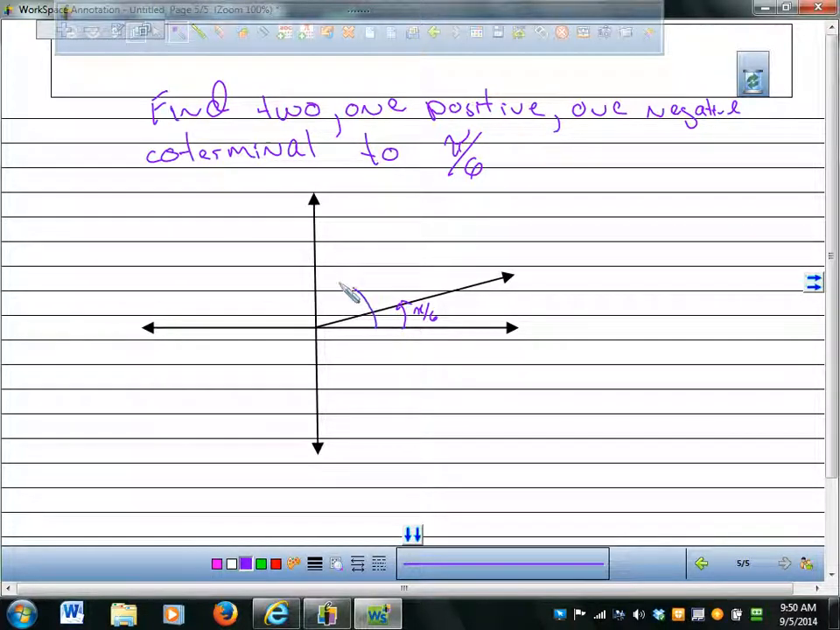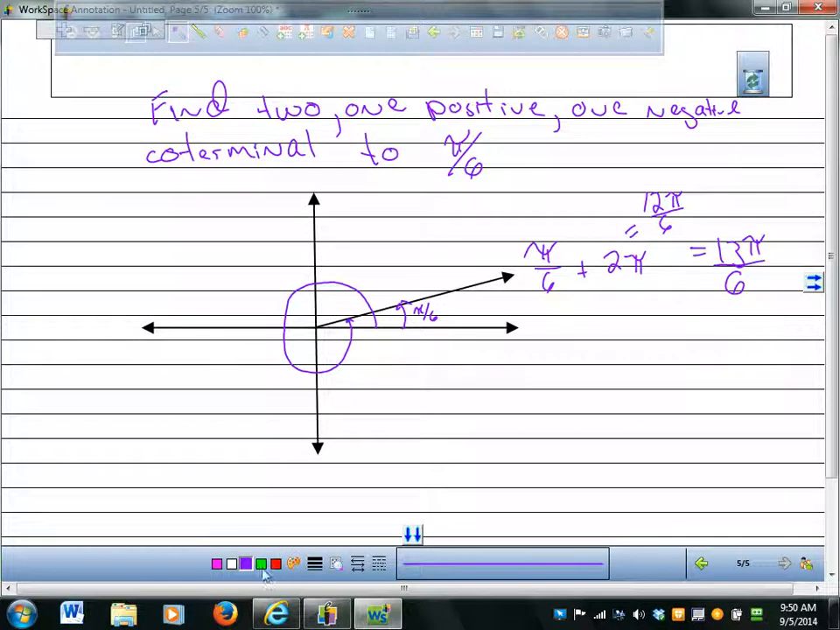I'd go start here, go all the way around. So what would that be? Not 7 pi over 6. 13 pi over 6. So I'd have to go pi over 6 plus 2 pi. All right? And to find a common denominator, 2 pi is equal to 12 pi over 6. So pi over 6 plus 12 pi over 6 gives you 13 pi over 6. Okay?